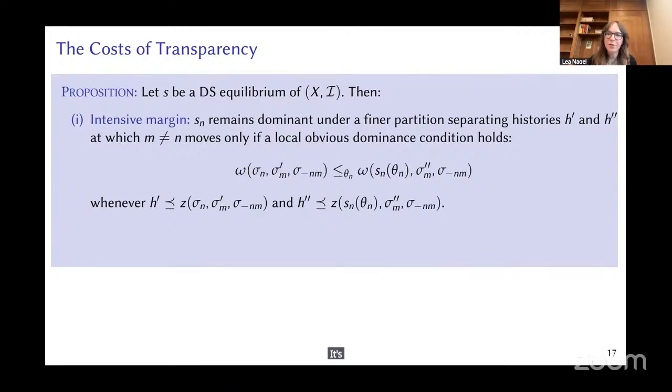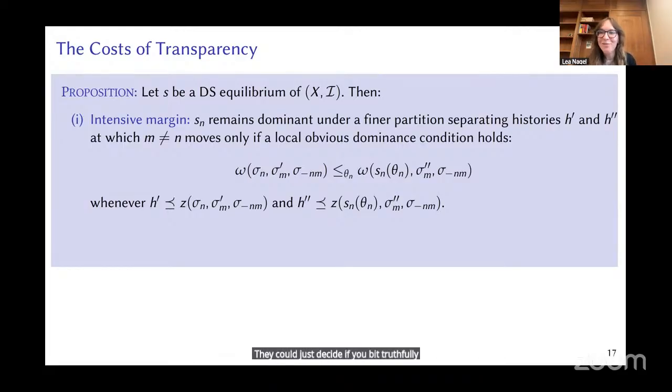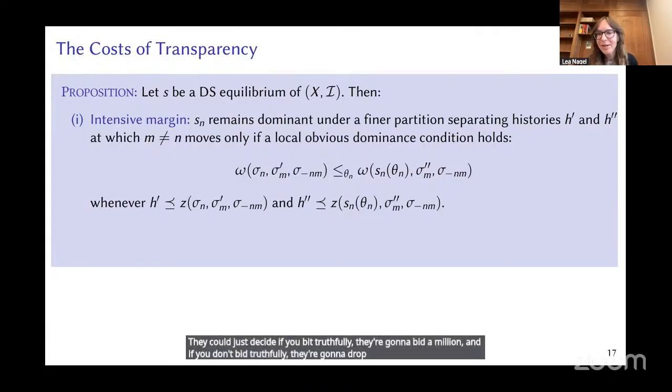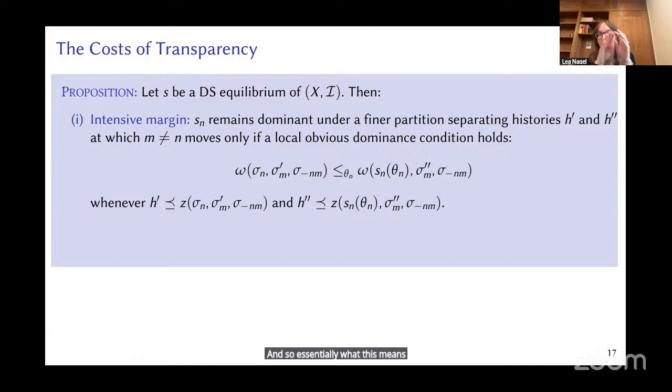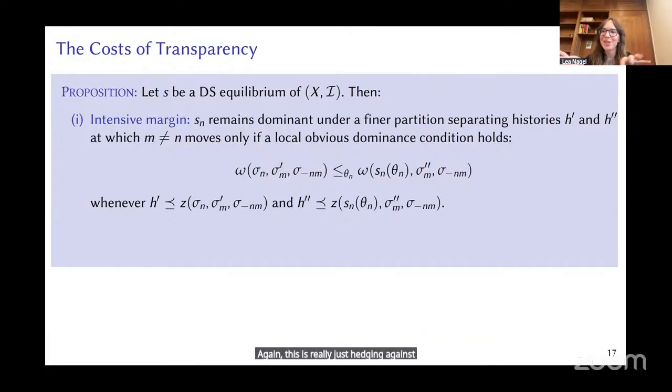Okay, so now this is a lot of notation to read. So really what I want you to think of is the following: whenever you're revealing information, you are allowing the other agents to condition on that information in the most adversarial way possible, right? They could just decide, if you bid truthfully, they're going to bid 1,000,000, and if you don't bid truthfully, they're going to drop out. Okay? And so essentially what this means is that for this information to be safe to reveal, we need to have that obvious dominance min-max inequality that I showed you on the previous slide on that little subpart of the game tree where you have now created more information. Again, this is really just hedging against others conditioning in adversarial ways.